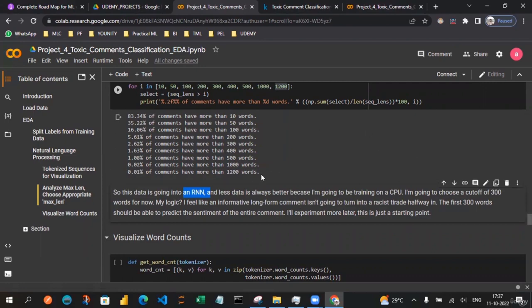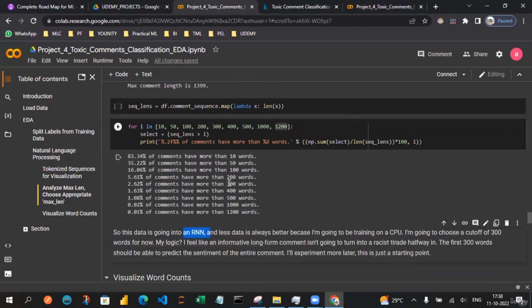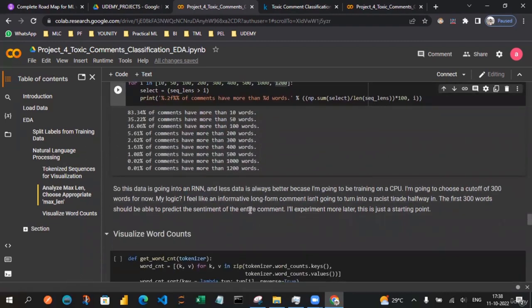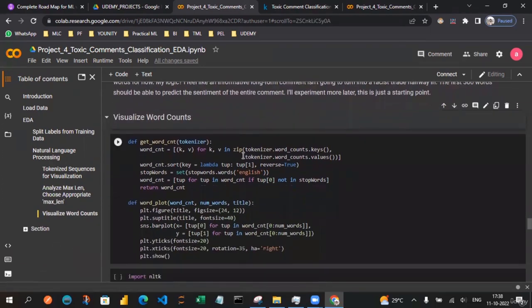We are going to choose a cutoff of 300 words, since we already have the 1,900 words. You can see that of the 1,900 words, having 300 words is very good. So it is an informative way to go, and we can try to do the corresponding toxic classification task.